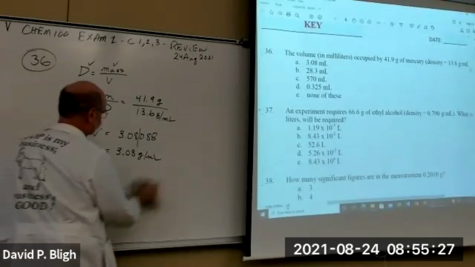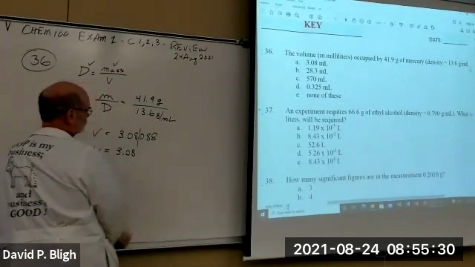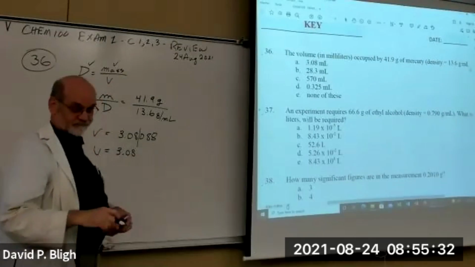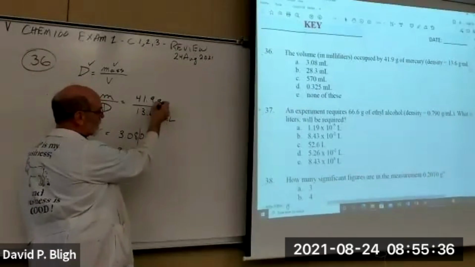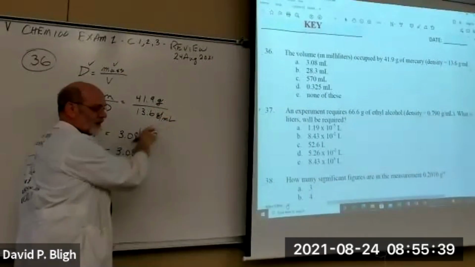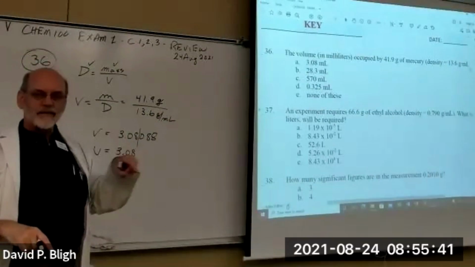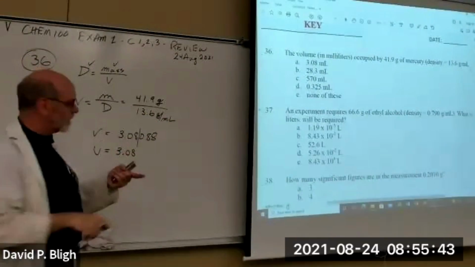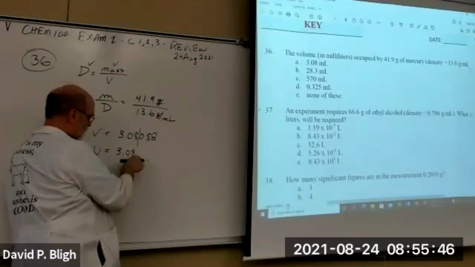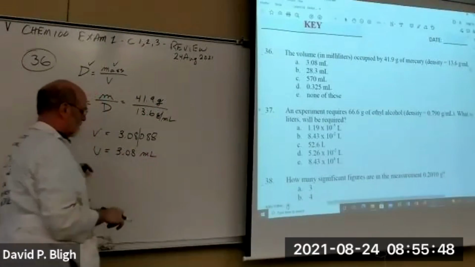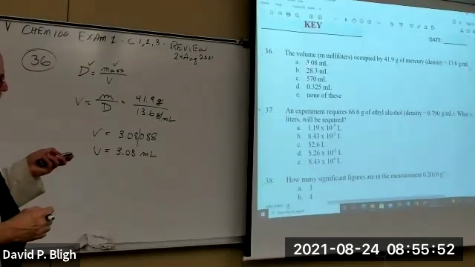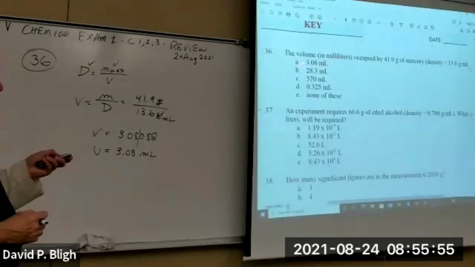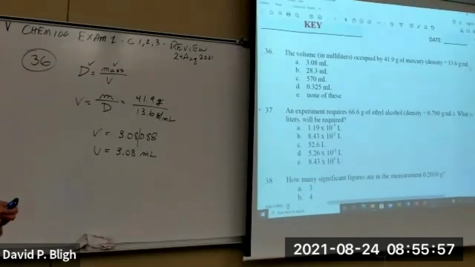Oh, excuse me. I worked too fast. I didn't pay attention. This is in the denominator, that's in the numerator, right? But the denominator of the denominator is the numerator. So this milliliter now comes up here. Okay. So now we can find our answer here. 3.08 milliliters is the volume of mercury that will give you that mass.